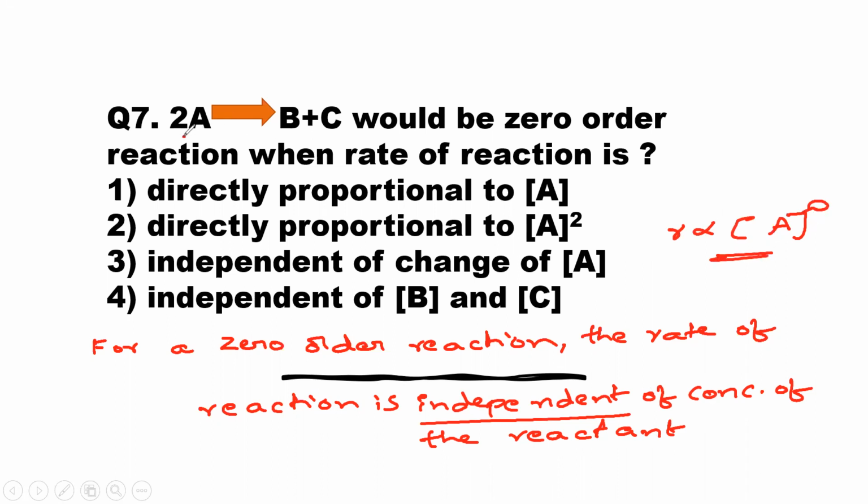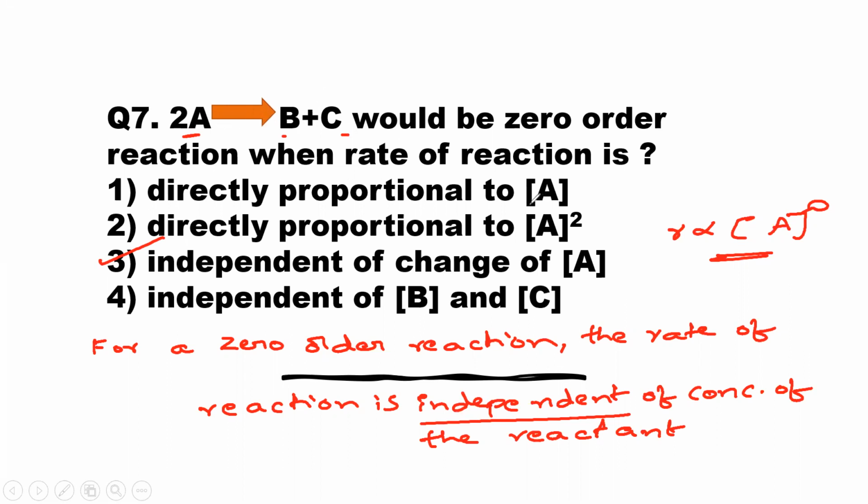So here it is 2A. 2A means the number of moles will be 2. Even though it is 2A, if the rate is independent of change of concentration of A, then we can say the answer is 3, because it is not depending on products. The rate of reaction always depends only on the reactant.